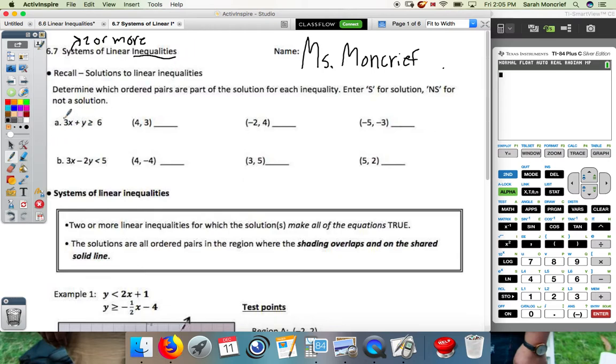On A, we were given 3x plus y is greater than or equal to 6. My first ordered pair is 4, 3. We just want to see if 4, 3 is a solution to this inequality. What are we going to do? You guys remember? We're going to plug in 4 for x and 3 for y, and then see whether what we get out is greater than or equal to 6. So it should look something like 3 times, what was x? 4.